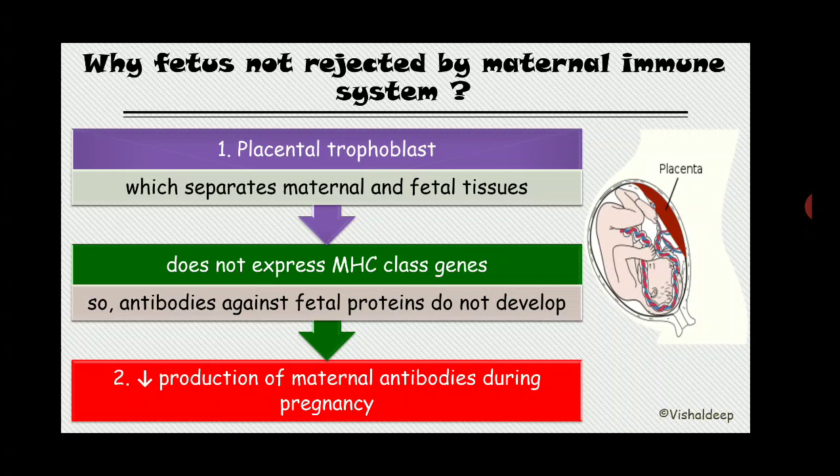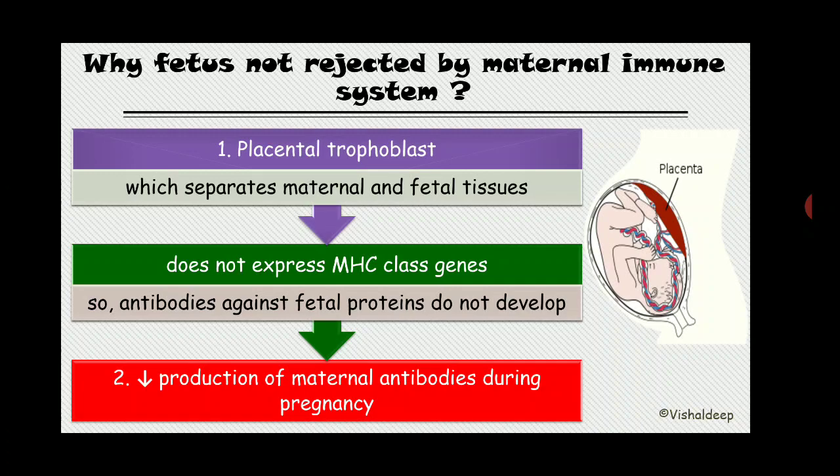So there are three reasons why the fetus cannot be rejected by the maternal system. One, you have to write it down, the placental trophoblast. Second, during pregnancy maternal antibody will decrease, and third is the immunosuppressive effect of HPL and HCG.